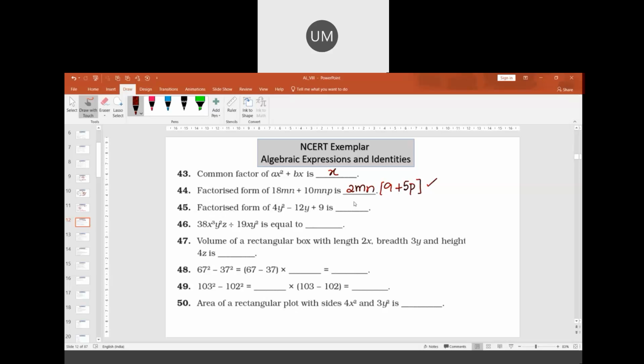We can take 4y square into 2y minus 3 whole cube and 2y minus 3 whole square. This is in the form of the identity a minus b whole square. 2y minus 3 whole square. The first term can be written as 2y whole square, minus 2 into 2y into 3 is the middle term, and the last term is 3 square. So it is 2y minus 3 whole square.